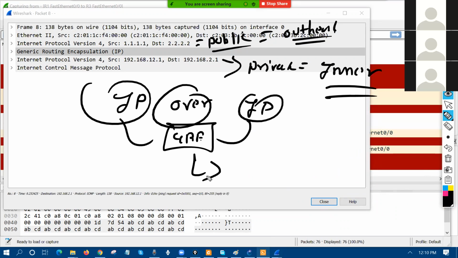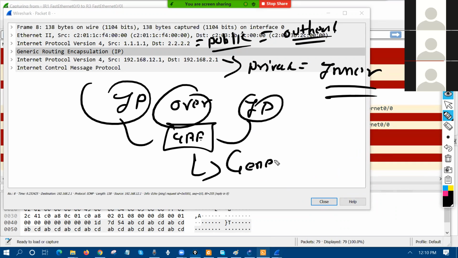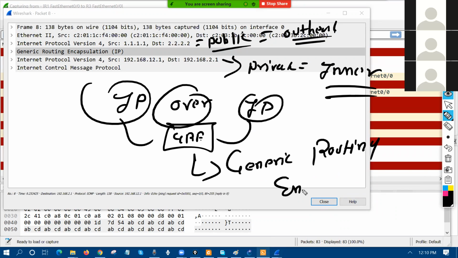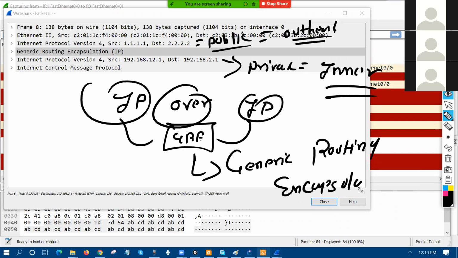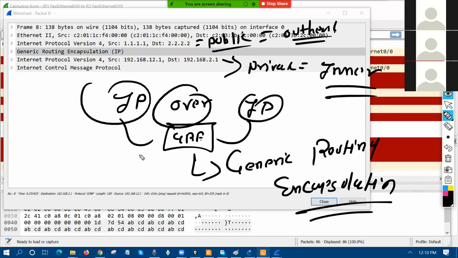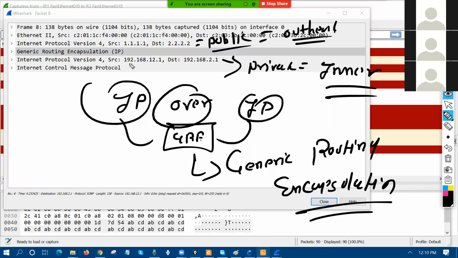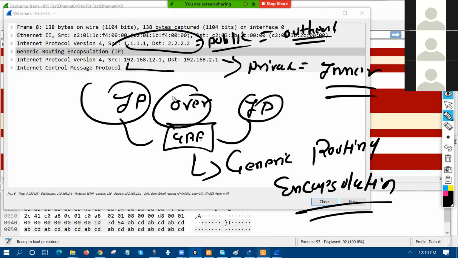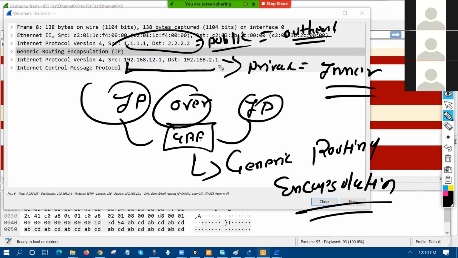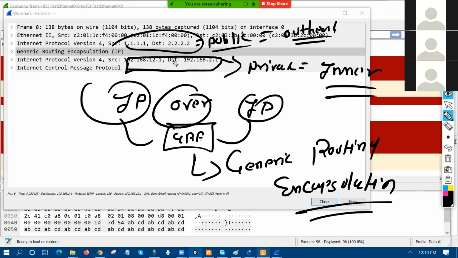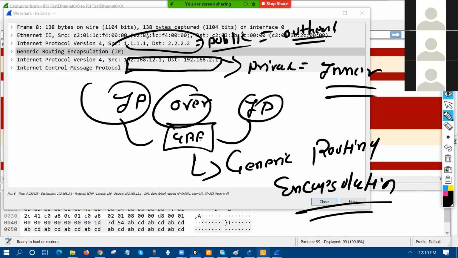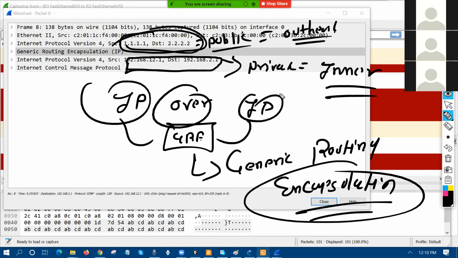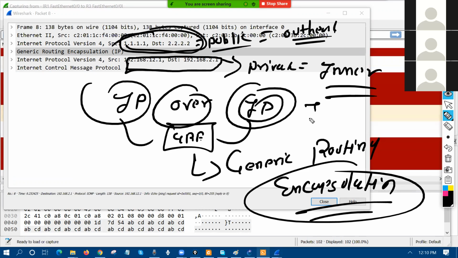GRE stands for Generic Routing Encapsulation. Encapsulation means what? Cover something. So this was my thing, right? That's why I'm going to cover it by this guy. So this was my actual packet, right? This was my original header. I'm going to cover this original header with this guy. Encapsulating, right? I'm going to encapsulate my packet. I'm just going to encapsulate my IP over the IP.